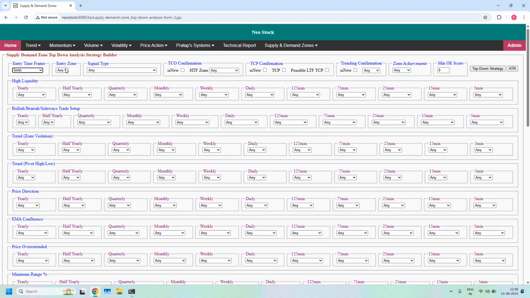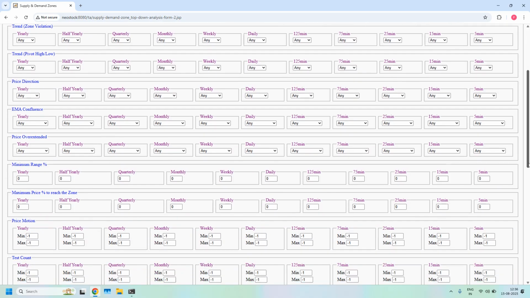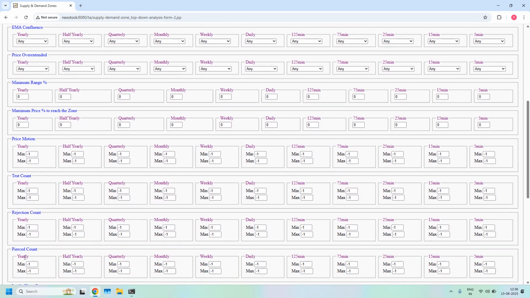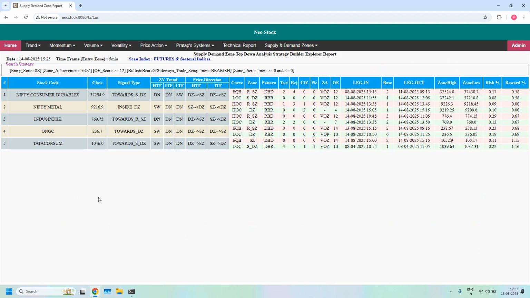Entry time frame 5 minutes, entry zone supply zone. Here bullish or bearish, at 5 minutes I am selecting bearish. Zone achievement violated, opposing zone. Minimum odd enhancer score 12. And also 5 minutes supply zone should not be pierced. So in the pierced count parameter at 5 minutes time frame, minimum value 0, maximum value 0. With these filters, we got 5 stocks supporting bearish trade setup for hourly income trade.